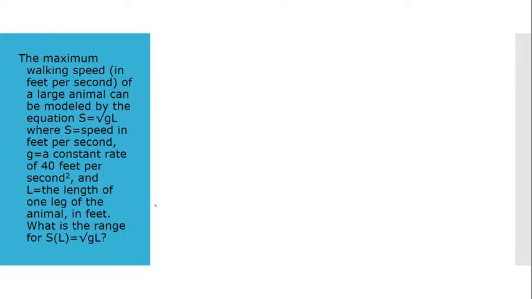The maximum walking speed in feet per second of a large animal can be modeled by the equation s equals the square root of gL, where s equals speed in feet per second, g equals a constant rate of 40 feet per second squared, and L equals the length of one leg of the animal in feet. What is the range? Remember, the range is your output value, so that's going to be our values for s. We figured out in our last one that our domain for this equation is that L is going to be greater than 0. Well, if I plug in a positive number and multiply times 40, I'm going to get a positive number, and I'm going to take the square root of a positive, so it's going to give me a positive number.